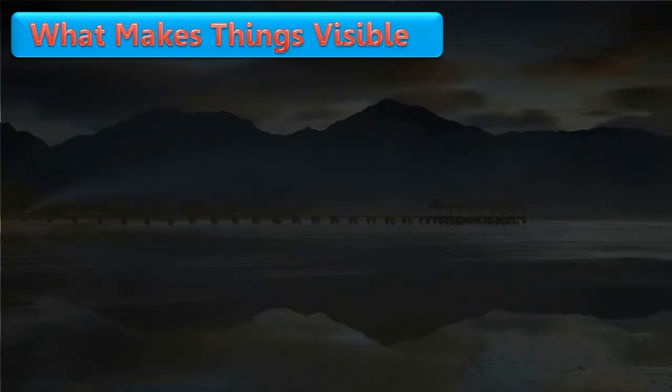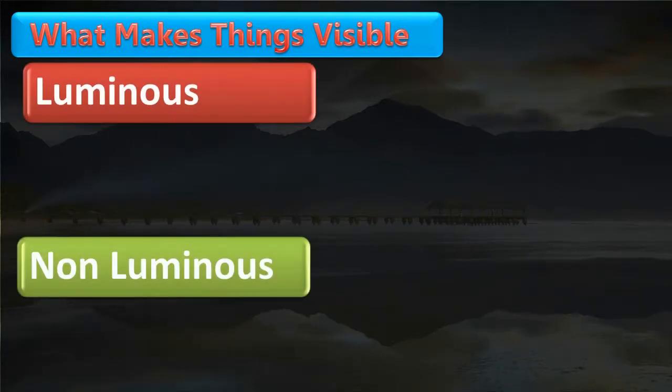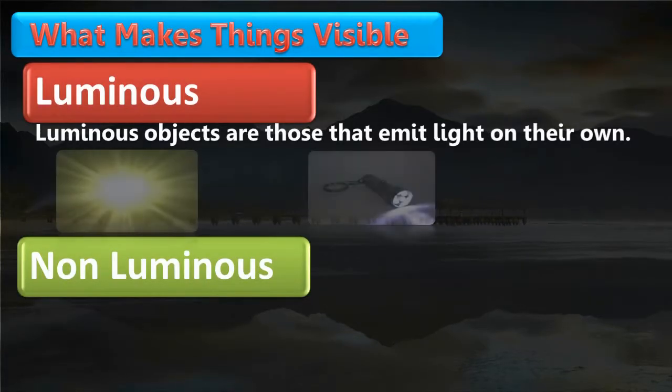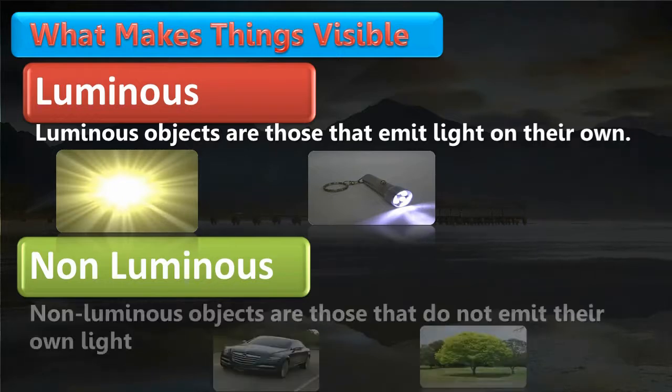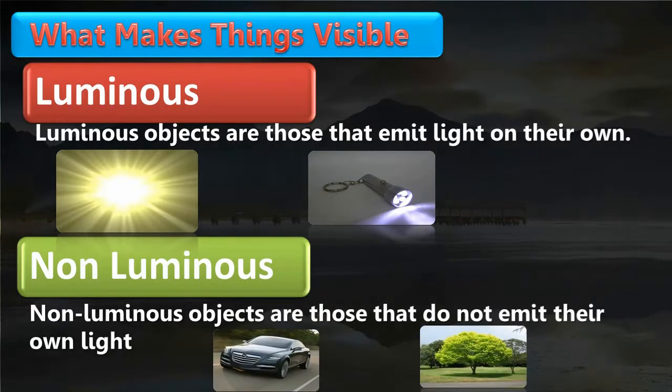What makes things visible? We know that all objects that we see can be classified into two types: luminous and non-luminous. Luminous objects are those that emit light of their own. These are also called sources of light. Non-luminous objects are those that do not emit their own light and are seen in the presence of a source of light. These objects cannot be seen if there is no light source.